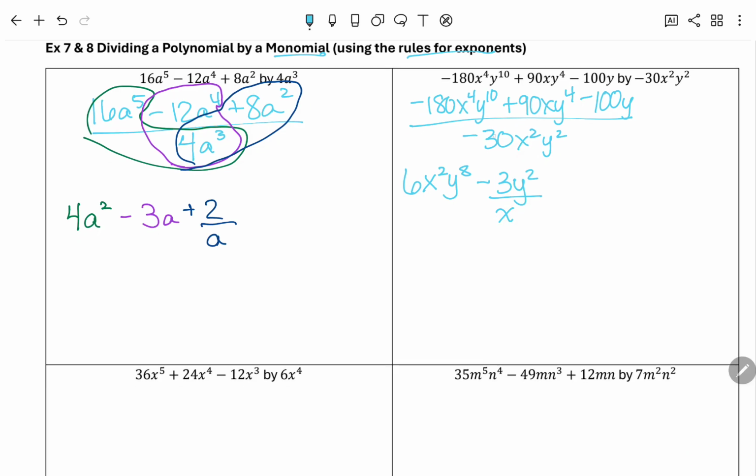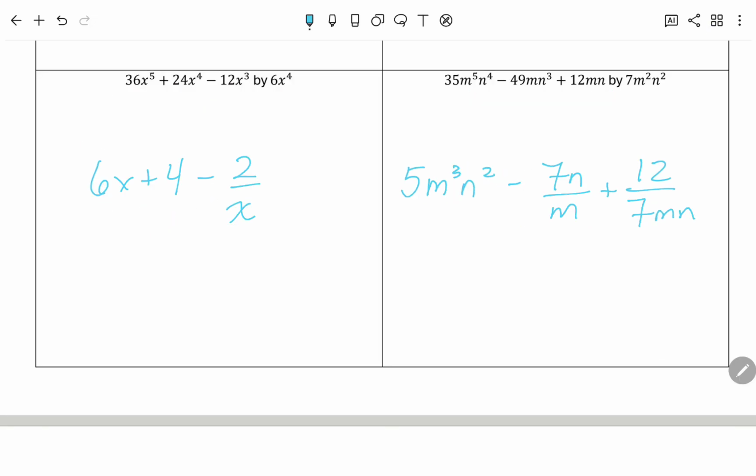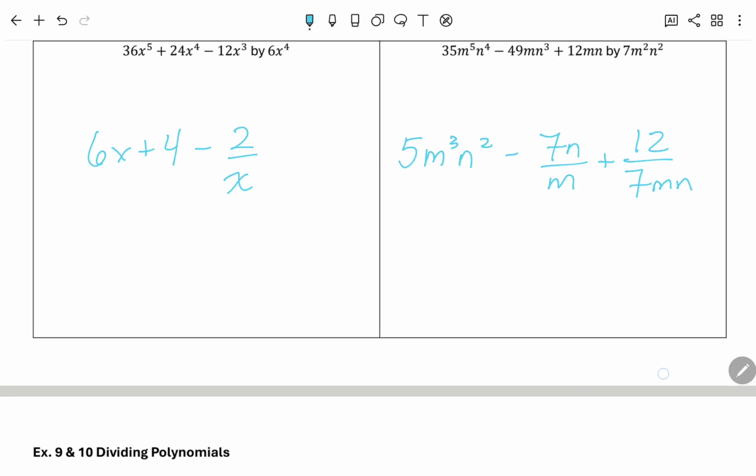And finally, negative divided by negative will give me a positive. 100 divided by 30, the best I can do there is 10 over 3. I have no x's to simplify, so those two just stay in the bottom. And I'm left with 1 y on the bottom. All right, it is your turn. All right, checking those two.